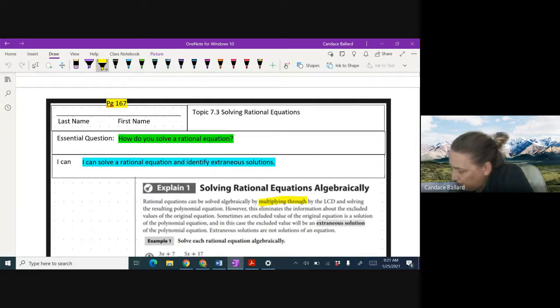By multiplying through by the LCD and solving the resulting polynomial equation. So I would highlight that or underline it, okay? However, this eliminates information about the excluded values of the original equation. Sometimes an excluded value of the original equation is a solution of the polynomial equation. In this case, the excluded value will be an extraneous solution of the polynomial equation. Extraneous solutions are not solutions of the equation. So we're going to have to go back and double check to see if anything that we get is extraneous.